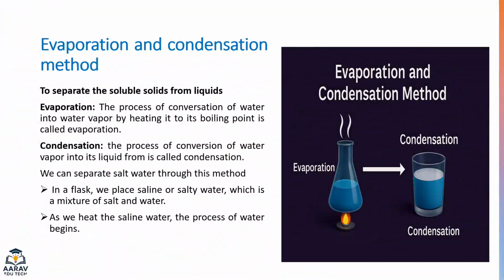To separate soluble solids from liquids, we use evaporation and condensation. Evaporation turns water into vapor when heated. Condensation turns water vapor back into a liquid. For example, to separate salt from salt water, we heat the saline water. As the water evaporates, only salt remains behind. This method is commonly used to obtain salt from seawater.